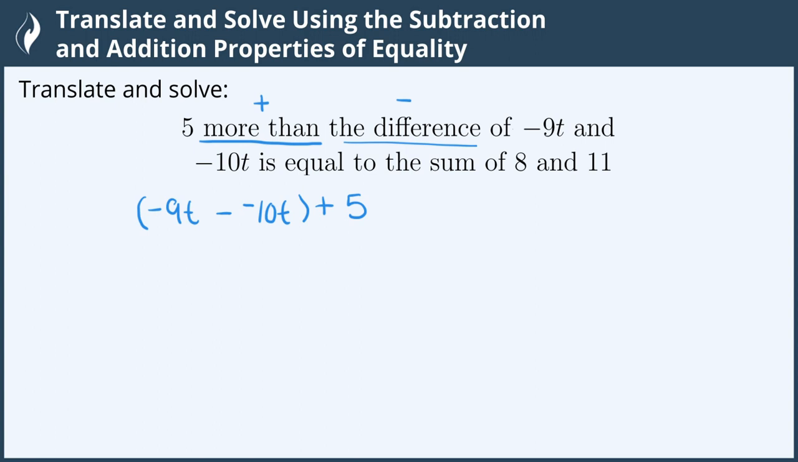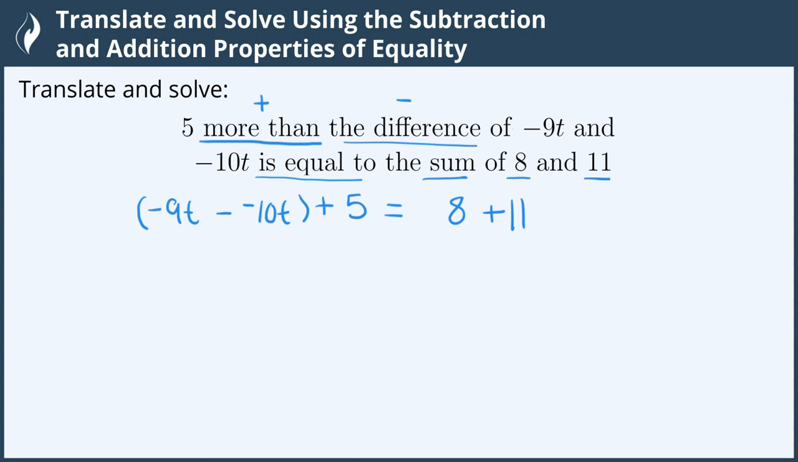The next part we need to translate is equal to. This means we put an equal sign. The sum means that we will be adding two things, and the next two items are what we will be adding, which are 8 and 11, and we put these in the order that we read them from left to right. Now that we've translated, let's go ahead and solve.